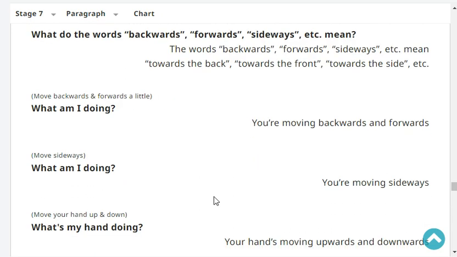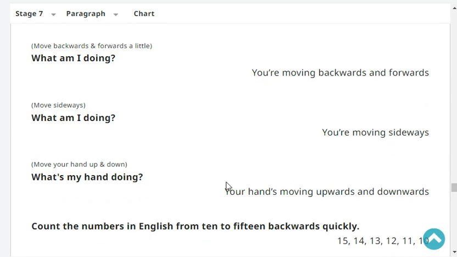Right, what am I doing? You're moving backwards and forwards. Very good. What am I doing? You're moving sideways. What's my hand doing? Your hand's moving upwards and downwards.